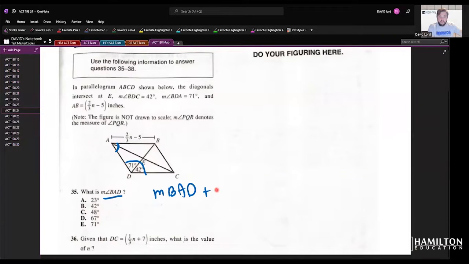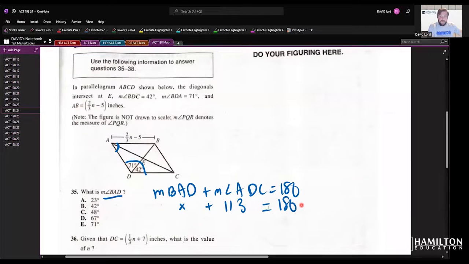Plus angle ADC equal to 180. So we don't know this one, but this is going to be 71 plus 42, which is 113, is equal to 180. And then if we subtract 113 from 180, we should get 67. And 67 is the correct answer.